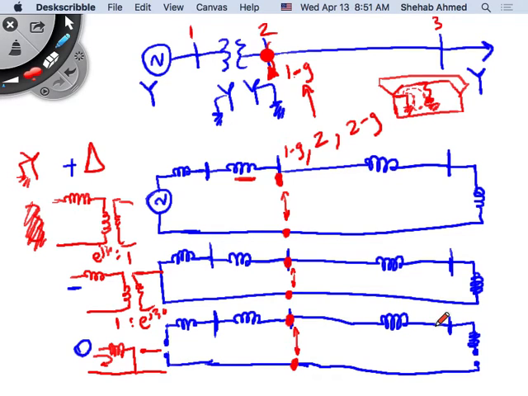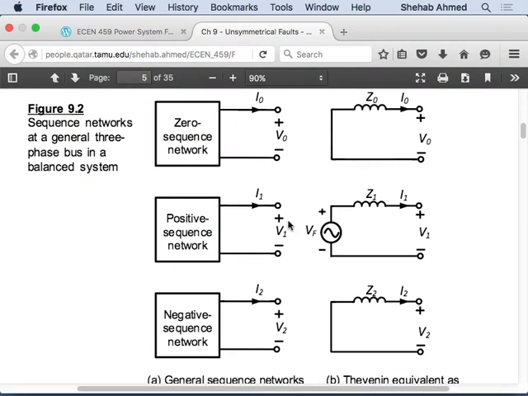Okay? So I will do that, and then we'll figure out how to connect them. First I will find the Thevenin equivalent circuit for the zero sequence network. Since I know that there's no voltage source from the generator, it will be an impedance, period. For the positive sequence, there will be a Thevenin equivalent voltage source and an impedance.